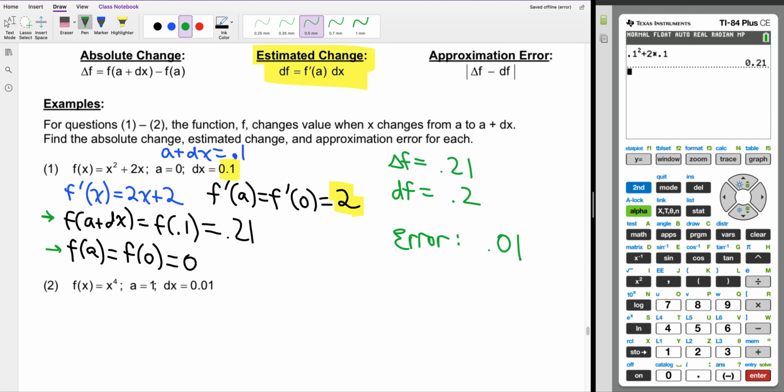All right, so it's not far off at all. It's pretty spot on. I mean, it depends on how accurate you want to be, but it's right there. So when you're thinking about making an approximation, I would want to go with the estimated change. Wait, where did the 2 come from? This bad boy? Yeah. That comes from plugging the 0 into this derivative function.